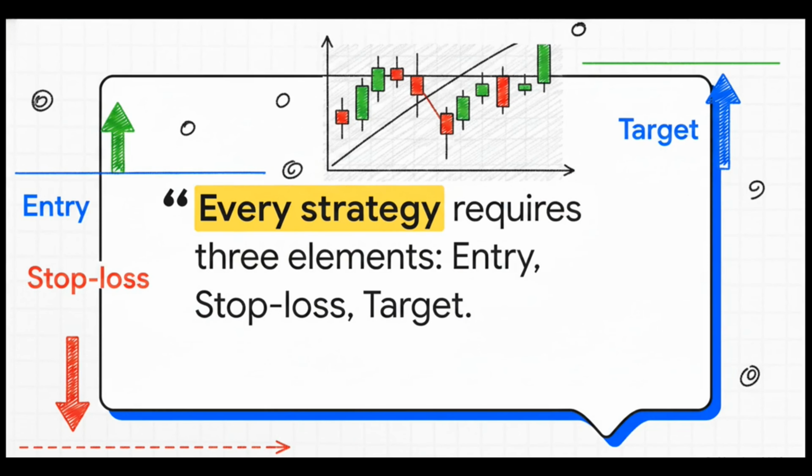Because the absolute core of any professional framework is discipline. Every single strategy, no matter how incredibly complex it is, requires 3 non-negotiable elements. Number 1, your entry price, the exact trigger point where you get in. Number 2, your stop loss, the absolute maximum acceptable loss where you admit you are wrong and exit to protect your account. And number 3, your target, your predefined profit-taking level. If you jump into the market without knowing all 3 of these numbers in advance, well, that's just gambling.